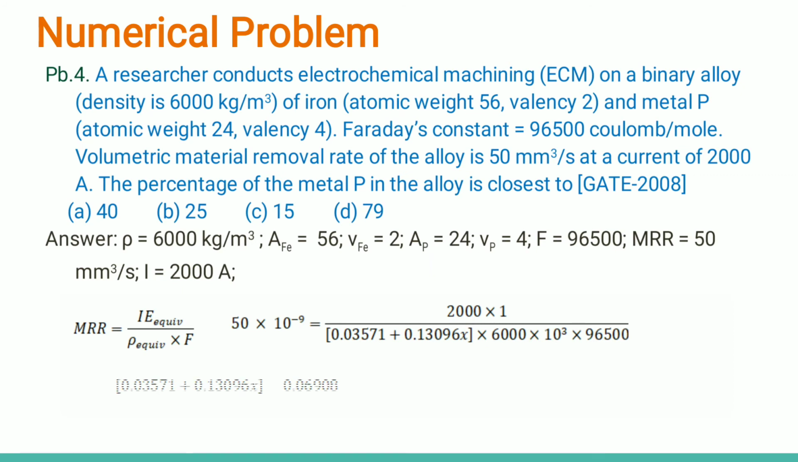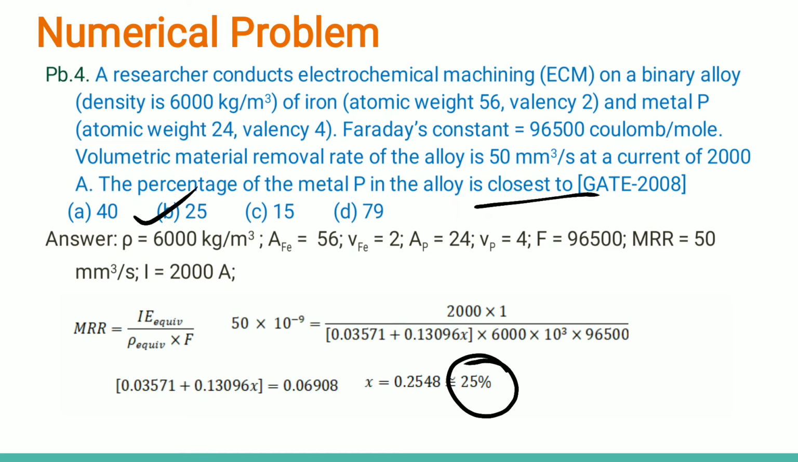When you calculate it, you will get these equations in the next step, and after that the value of x will be 0.2548. When you convert it into percentage, you will get around 25.48, but as approximate values are given to you, we have to find the closest value. So this will be 25%. If we had to choose a greater one we would, but here 25 is given, so we take this one. So the answer will be B, that is 25 percent.